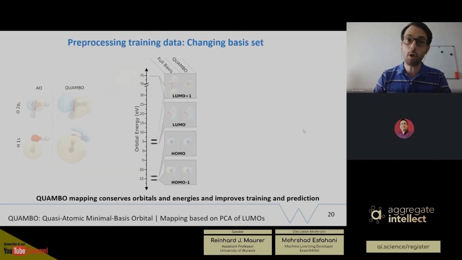So we're working on finding better ways to pre-process the training data. And quantum chemistry is quite helpful because we can do arbitrary basis set transformations, right? It is purely a choice to use atomic orbitals. We can use any other basis.